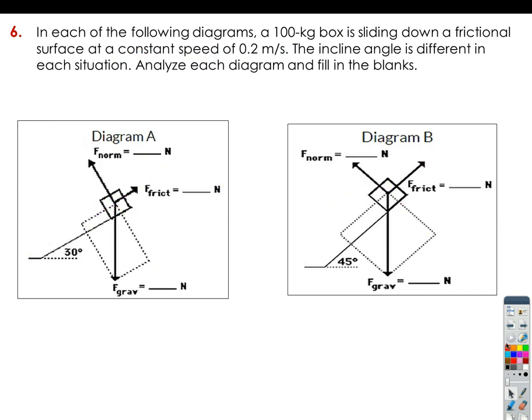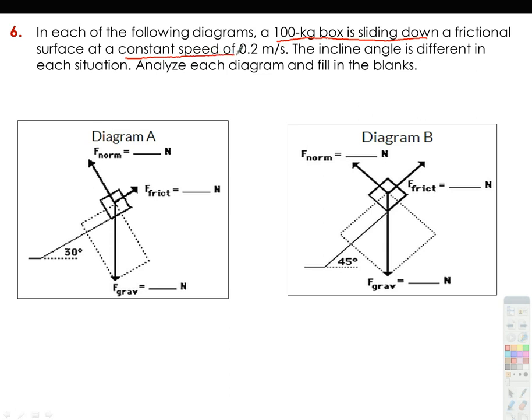Okay, let us start by answering number 6 because it's a little bit easier, because there's a diagram given to you and it's very specific what forces you need to calculate. Number 6: in each of the following diagrams, a 100 kilogram box is sliding down a frictional surface at a constant speed of 0.2 meters per second. The incline is different in each situation. Analyze each diagram and fill in the blanks.